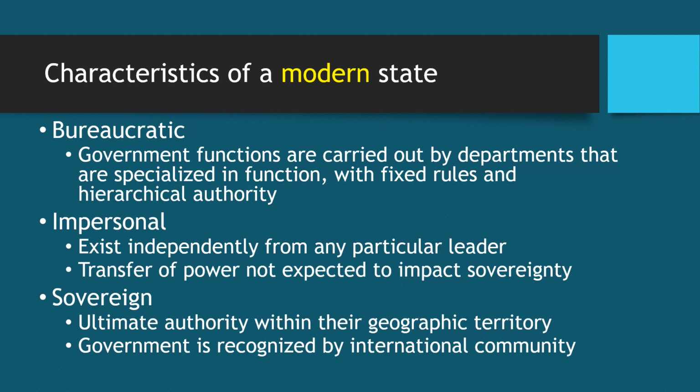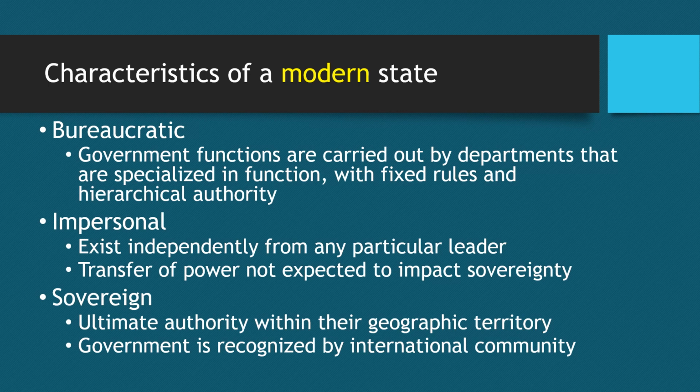So it's bureaucratic. It's also impersonal, and this is important. A modern state exists independently from any particular leader. North Korea is a state that we know is a dictatorship, and it's very much identified with its dictator at this point, Kim Jong-un. However, if Kim Jong-un was overthrown by a democratic revolution, North Korea would still exist. The idea of North Korea would exist, and North Korea would still be a sovereign government. Transferring power from one leader to another does not take away that state's sovereignty.